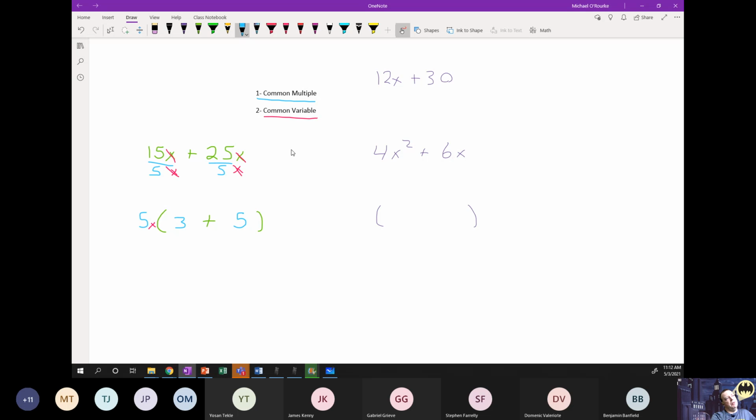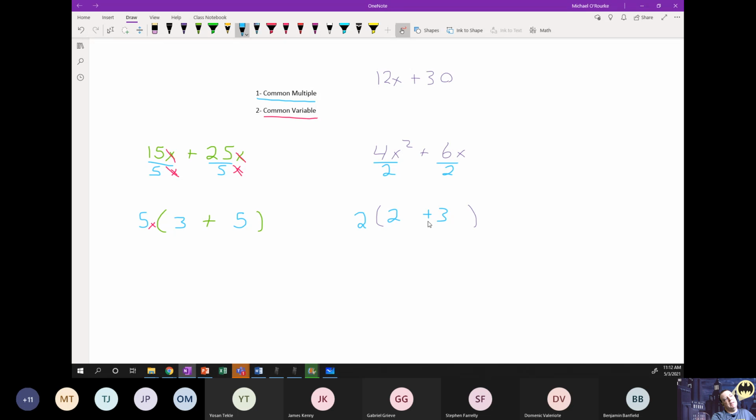Is there a common multiple between these two numbers? Is there a number that multiplies in both of those? Dominic says 2. Good. Kovats, great to hear from you. So 2. Let's divide everything by 2 here. That's going to equal 2. We'll put the plus in here. That's equal to plus 3.